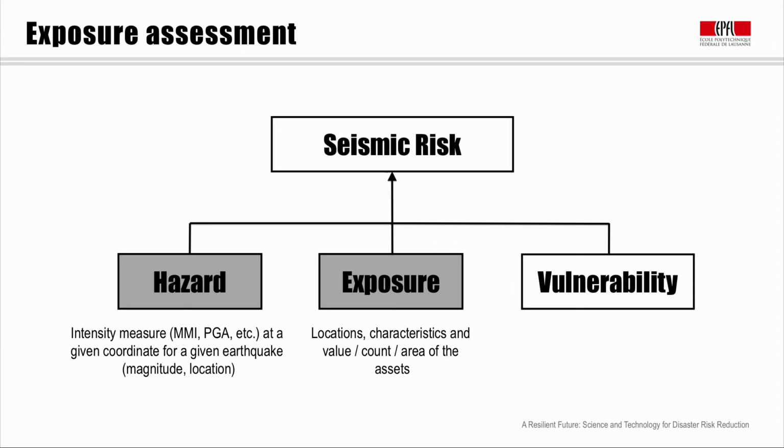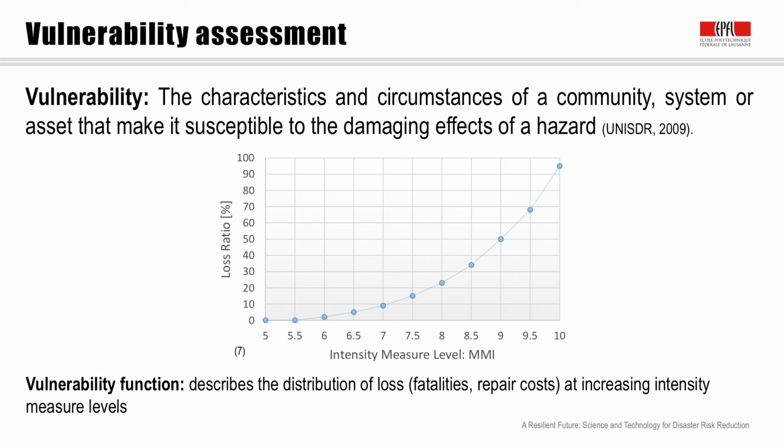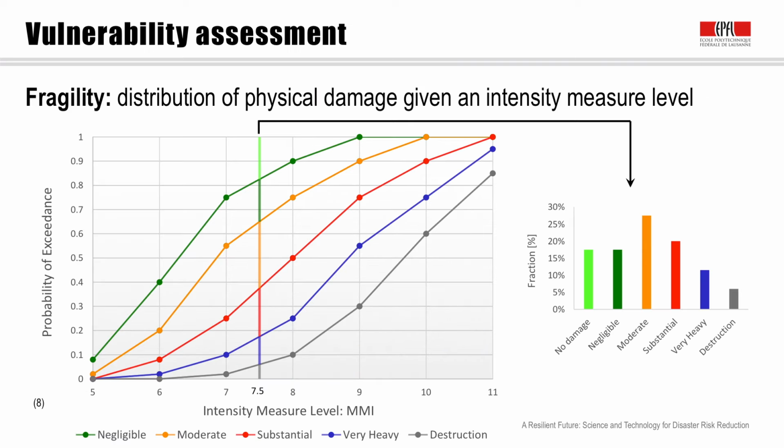We can now address the last component required to compute seismic risk: vulnerability. Vulnerability can be quantified by a vulnerability function, which describes the distribution of loss, such as fatalities or repair cost, with increasing intensity measure levels. I recall that such intensity measure levels express the seismic hazard as discussed in week 1. When sufficient data is available, vulnerability can be further disaggregated into fragility and consequence functions.